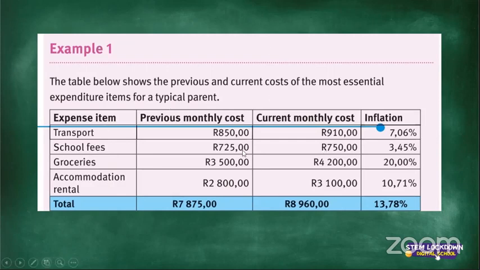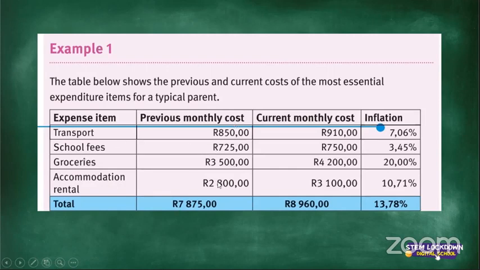So this table here shows the previous and current costs of the most essential expenditure items for a typical parent. So this is a parent, someone's parent. Ne? So let's say it's my mother. Let's say that. Okay. Or it's Tabo's mother. We have Tabo. This is Tabo's mother. Tabo's mother spends these towards these things. These are Tabo's mother's expenses. There's transport, school fees, groceries, and accommodation they are renting. Ne? The previous monthly cost.